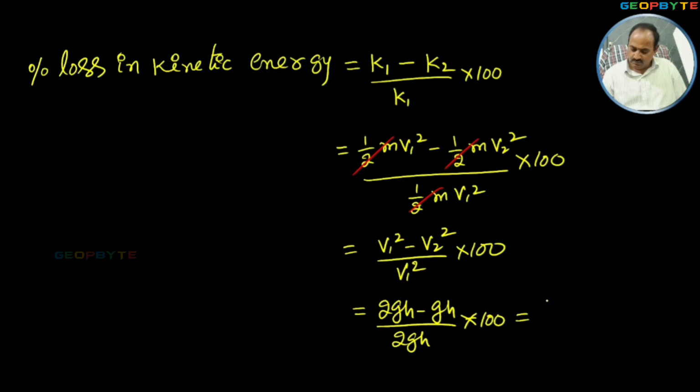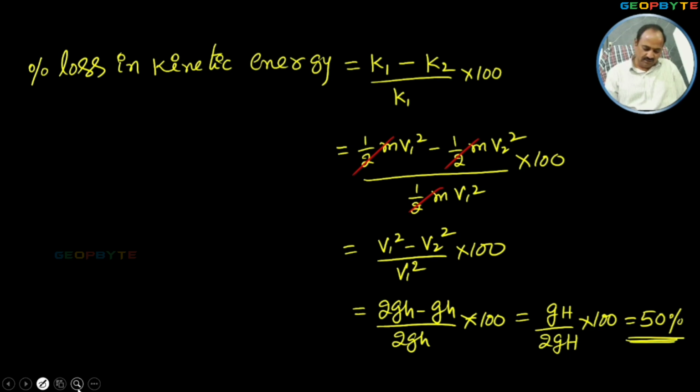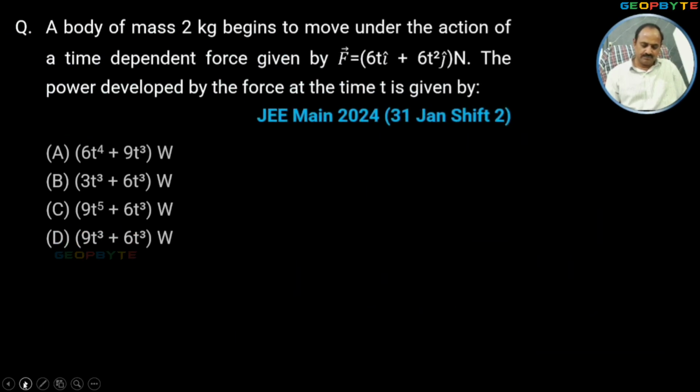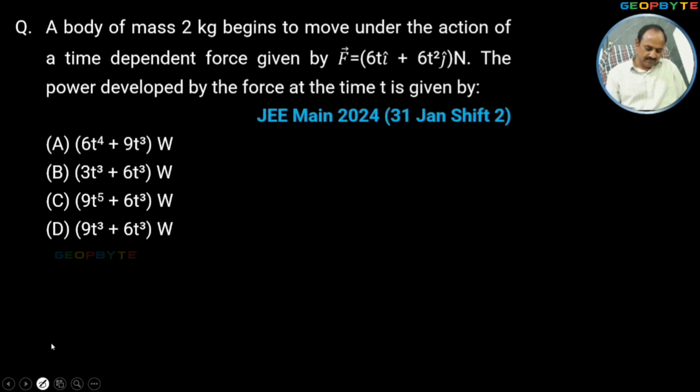It is equal to 2gh minus gh, gh by 2gh into 100, which is equal to 50%. The percentage loss of total energy is 50%. Look at the options. 50% and root 2gh. Option A is absolutely correct. Understood clearly? Yes. Similarly, let us take another important problem. Try to read it clearly.